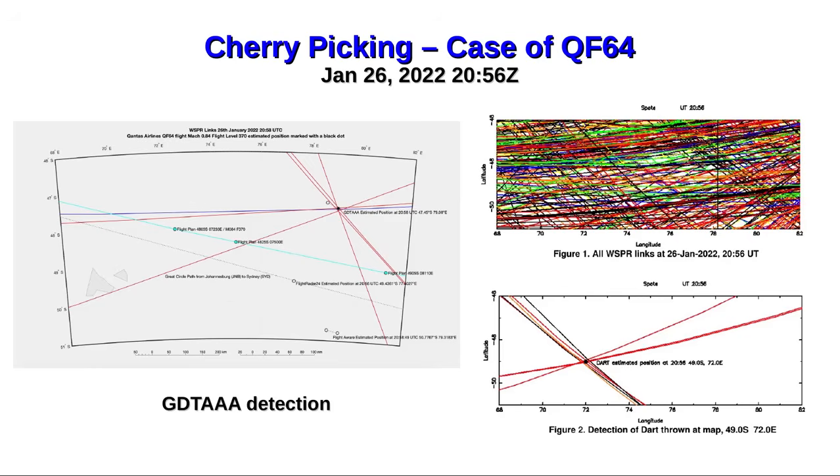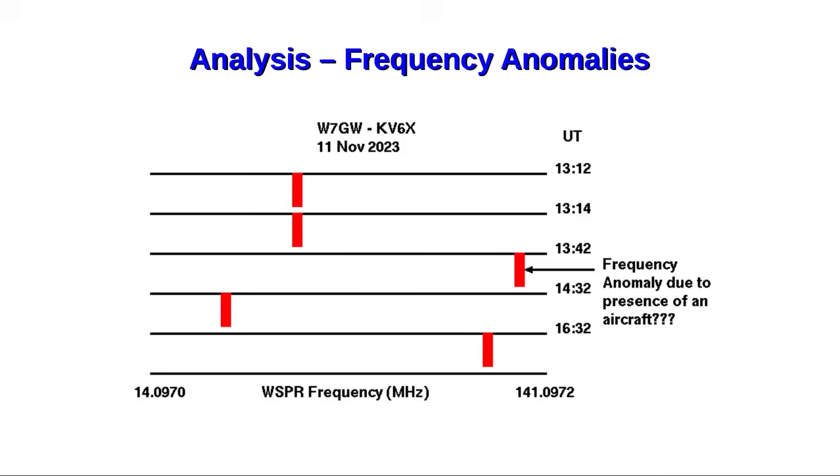Once again, amazing. Let us return to Turkish Airlines Flight 161 and the link between W7GW and KV6X, which Godfrey claims exhibits a frequency anomaly. I've plotted here a schematic version of a waterfall diagram, once again with frequency increasing horizontally across the figure and time increasing downward. There were 5 spots listed in Godfrey's table, and I have plotted the frequencies of each spot as a function of time.